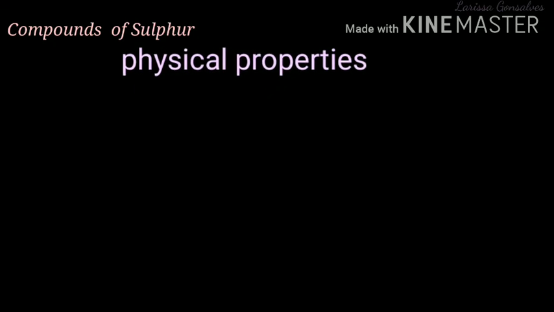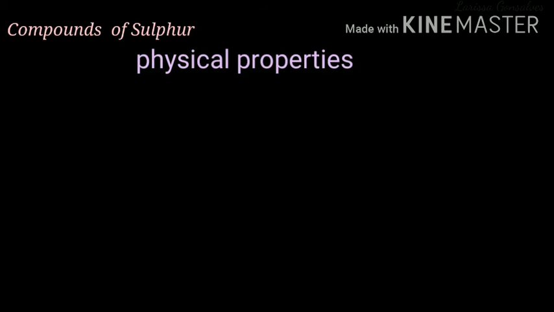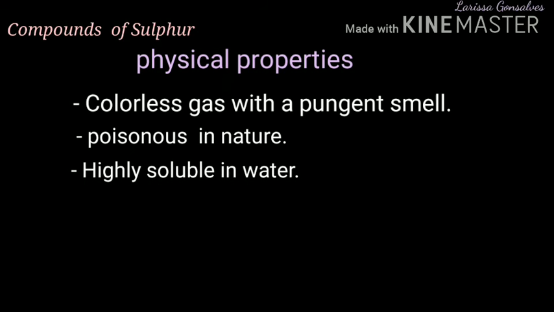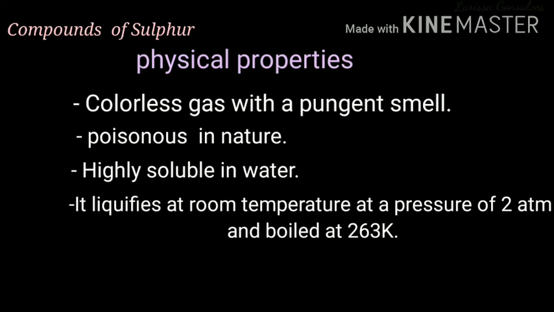Next are the physical properties of sulfur dioxide. Sulfur dioxide is a colorless gas with a pungent smell. Pungent means very strong smell. It is also poisonous in nature. Sulfur dioxide gas is highly soluble in water, which means it mixes with water, and its solution with water is called sulfurous acid. Sulfur dioxide gas liquefies at room temperature when a pressure of 2 atmosphere is applied and is boiled at 263 Kelvin.